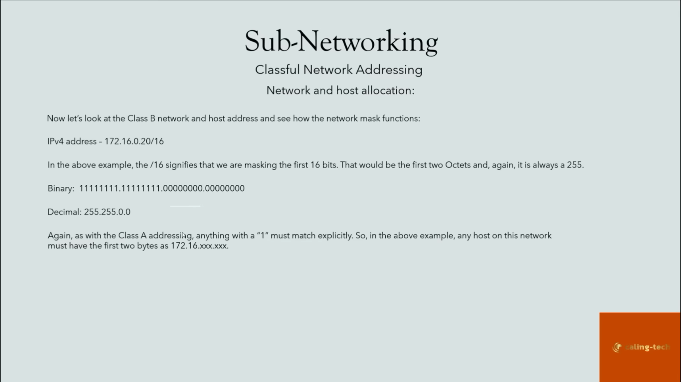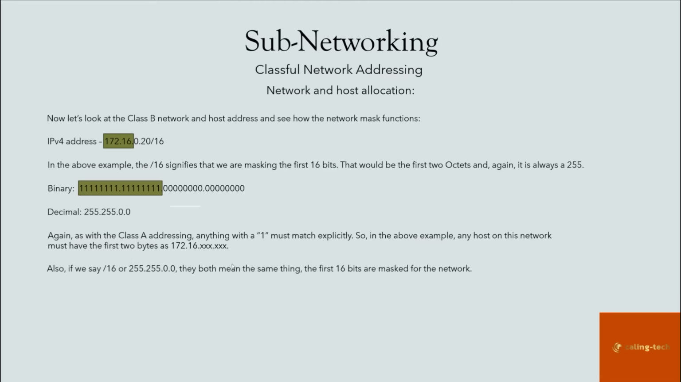Again, as with the Class A addressing, anything with a 1 must match explicitly. So, in the above example, any host on this network must have the first 2 bytes as 172.16. Okay, that's this section here. In the binary side of things, that would equal the first byte being ones, the second byte being ones, so the first 16 bits. Also, again, if we say /16 or 255.255.0.0, they both mean the same thing, that the first 16 bits are masked for the network.